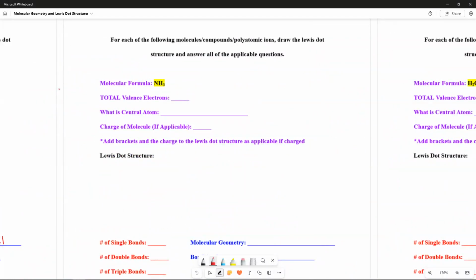Okay, next one, NH3. Nitrogen will have 5 valence electrons. Hydrogen will have 1 times 3 valence electrons, for a total of 8 valences. Nitrogen is your central atom, because hydrogen cannot be a central atom. There is no charge on NH3. Once again, put N and connect all your H's, and note that we need to make 8 valence electrons.